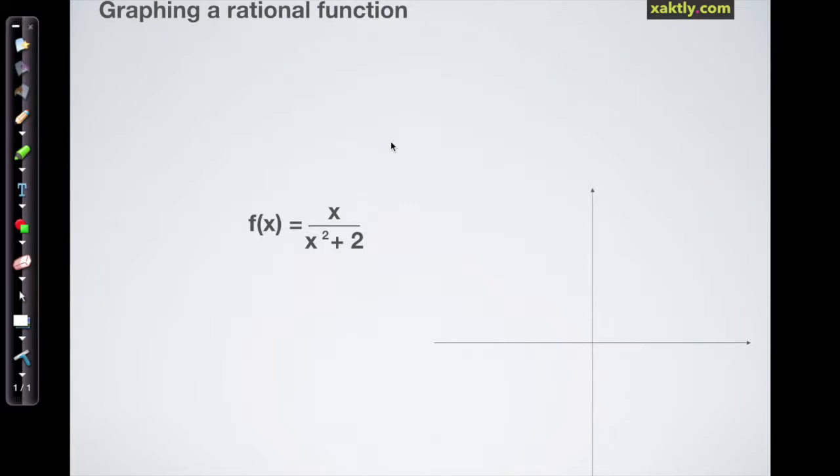Alrighty, here's another example of graphing a rational function. The function f of x equals x over x squared plus 2. Start by finding the roots, which are the zeros of the numerator. It's pretty obvious in this case that the only one is 0, and we'll mark that on the graph. Notice that it's also the y-intercept, or f of 0.